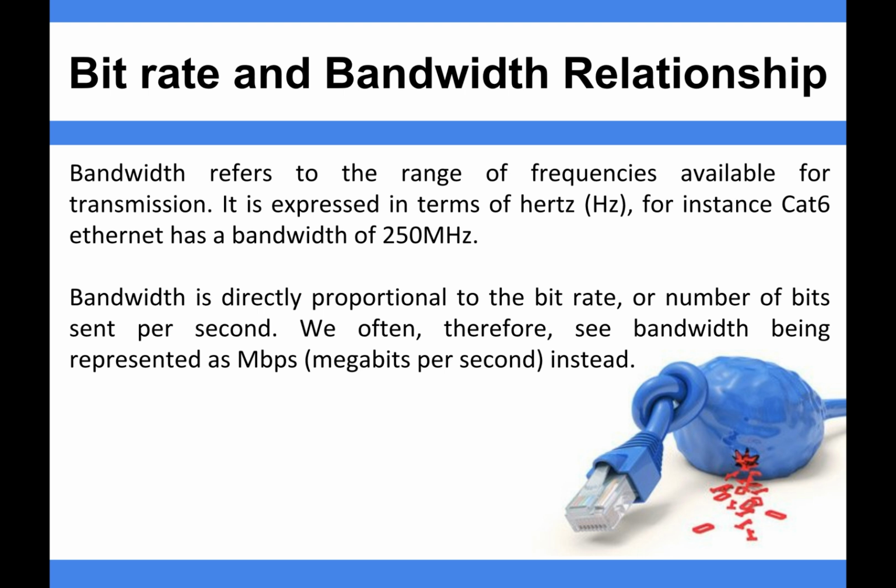Cat6 Ethernet cables have a bandwidth of 250 megahertz. Now, it doesn't matter specifically how many bits that refers to it being able to carry, but you need to understand that bandwidth is directly proportional to the bit rate. So bit rate being the number of bits sent per second. We often then therefore see bandwidth being represented as megabits per second instead of being megahertz. Okay, you might see it being both, but generally hertz is the official way of representing bandwidth.